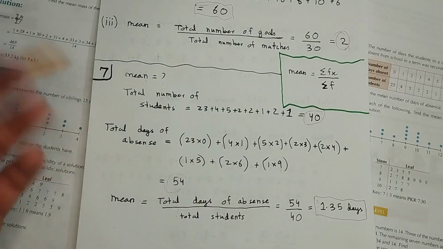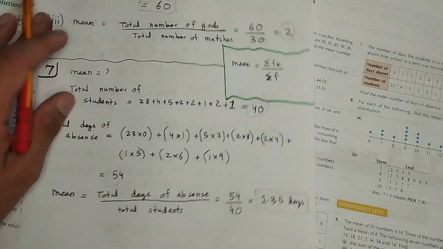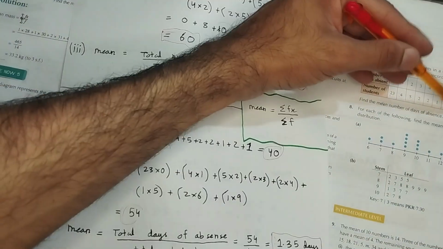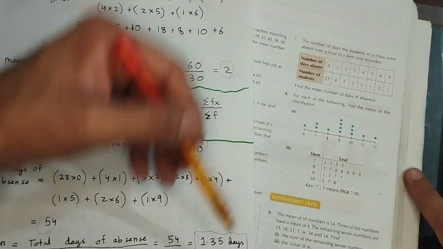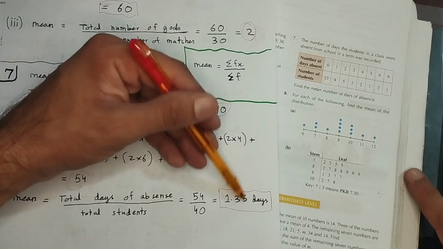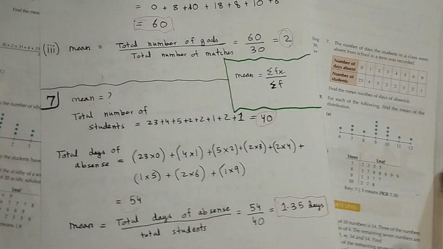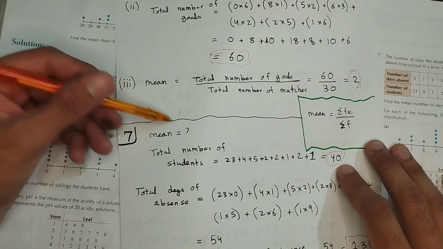That's just what mean means. I'm simply distributing it equally. And even this student who got 9 absentees, he will also have 1.35 days of absentee if I was to distribute it equally, right? That's what mean is like.